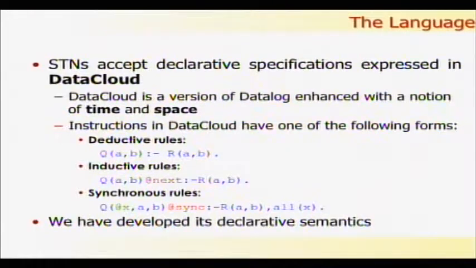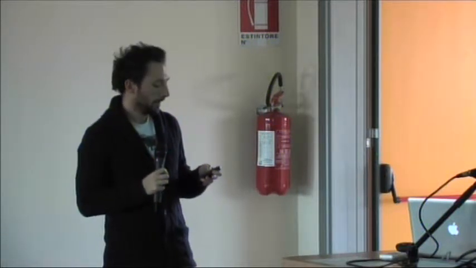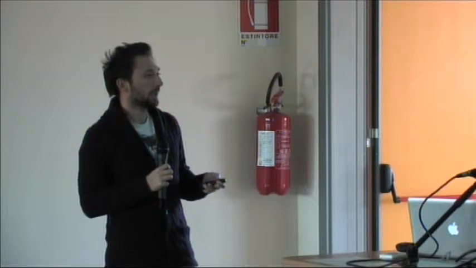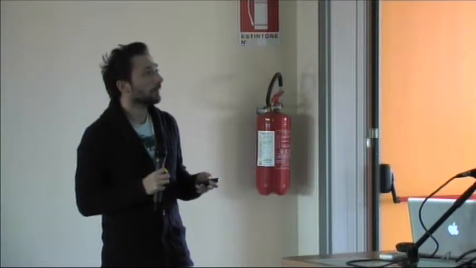Rules in Datalog can be of three different types. Deductive rules, that are basically the normal Datalog rules. Inductive rules, that permit to create persistent state by moving tuples forward in time. And synchronous rules, that instead are used to move tuples from one place to another. This is what we already saw for Nolog. And of course, we have developed a declarative semantics for this language.